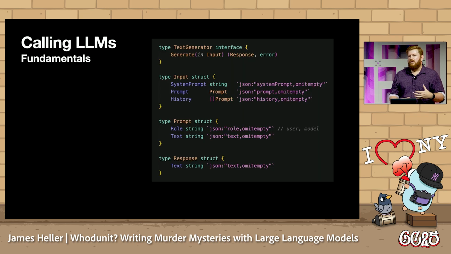Well, pretty much all of the libraries out there, they boil down to this idea. You have some function that you can call that will generate text. You pass in an input, it gives you an output. Whodunit was nice because it was all text-based, so it got to avoid some of those problems.